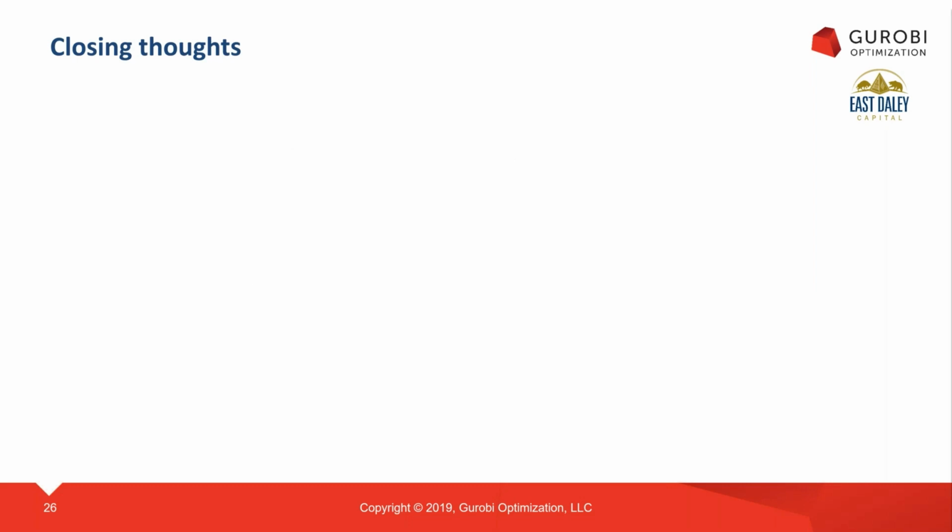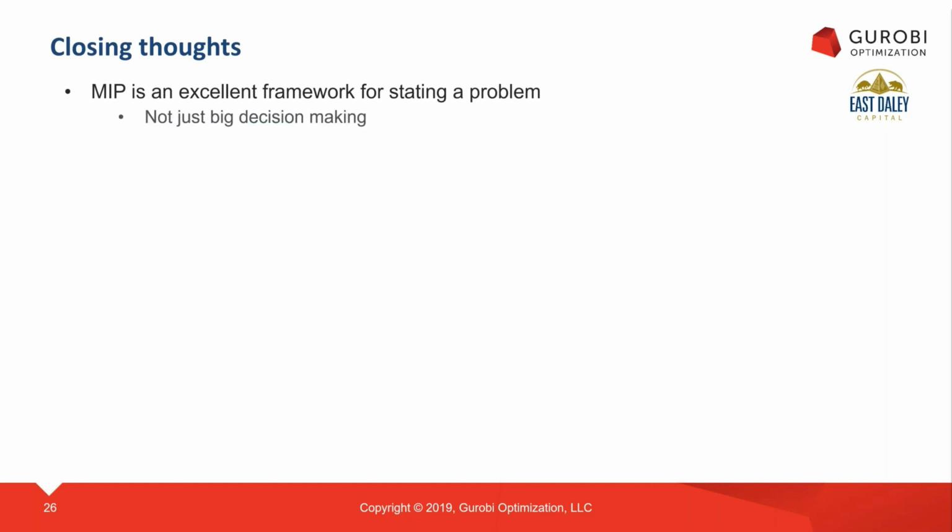So a few closing thoughts. Like I said towards the beginning, mixed integer programming is an excellent framework for stating a problem. And it's not just for decision making. I know that integer programming has been and will continue to be very useful for planning, scheduling, routing, partitioning, all the classic problems that you think of with optimization. But there's a large number of problems that you might not even think of using linear and integer programming for, that it absolutely can be very helpful for solving. But even if not solving a problem, just stating a problem.